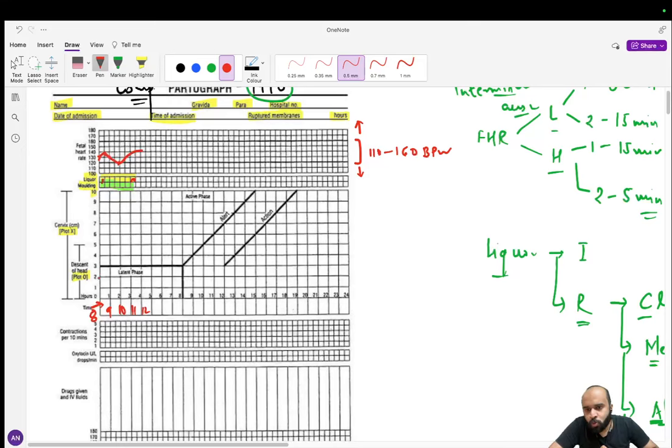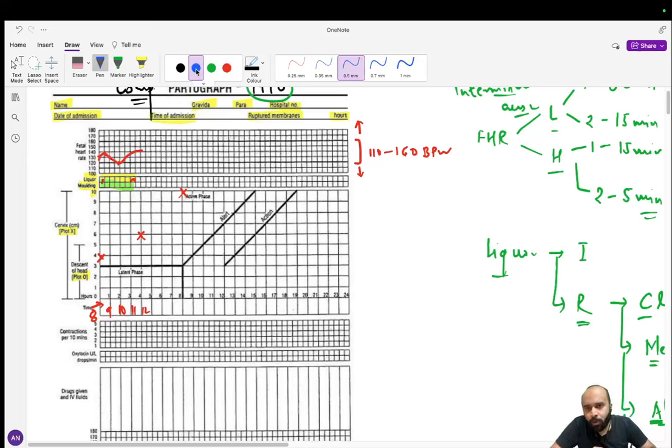Then when the patient comes to me, I will plot what is the dilatation. So I will plot X. X is going to be for my cervical dilatation. Then when I repeat the assessment after 4 hours, I'm going to plot the next dilatation, which is let's say 6 centimeters. I will keep plotting like this till it reaches 10 centimeters, which is basically full dilatation of the cervix. So this is how I'll be plotting.